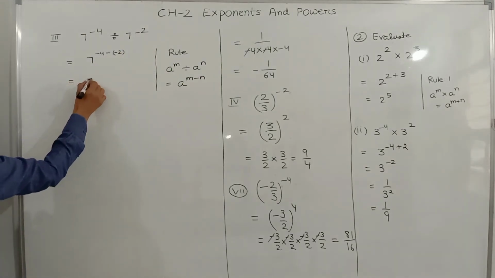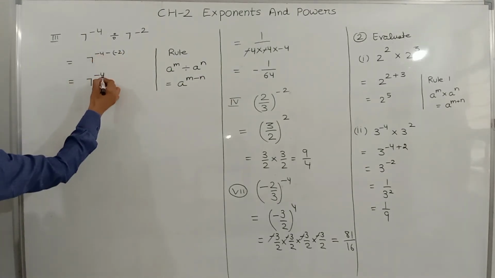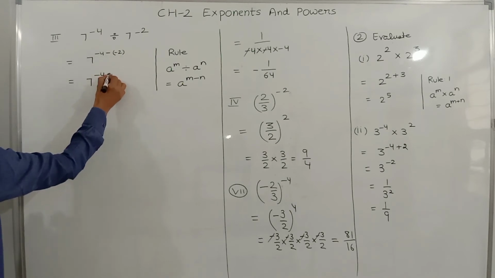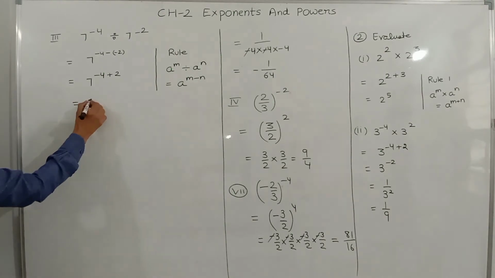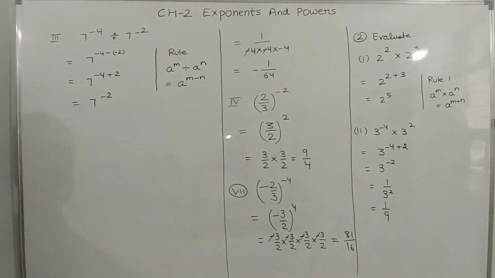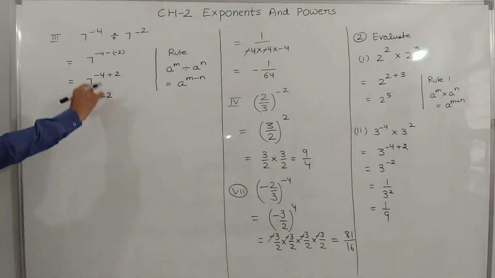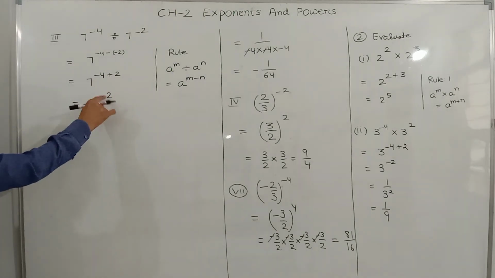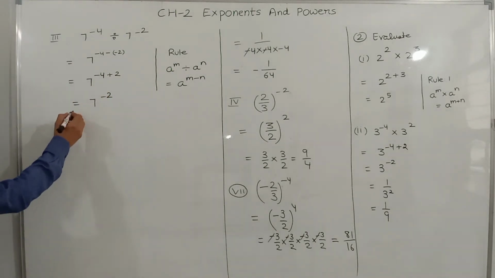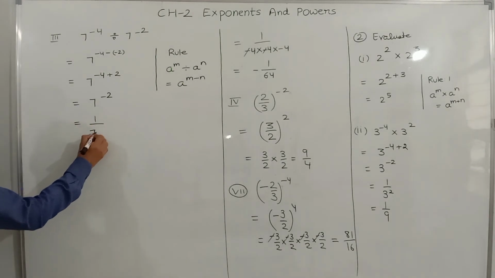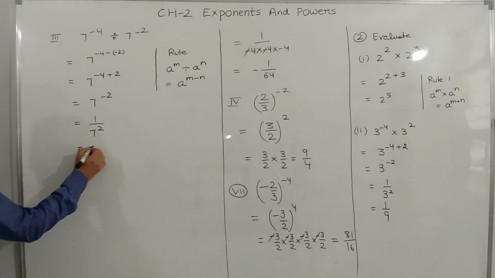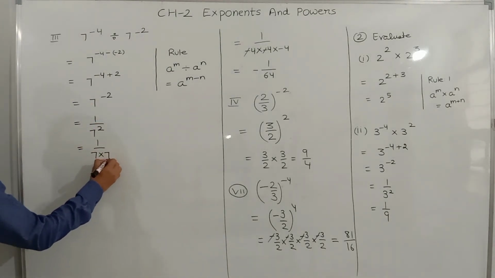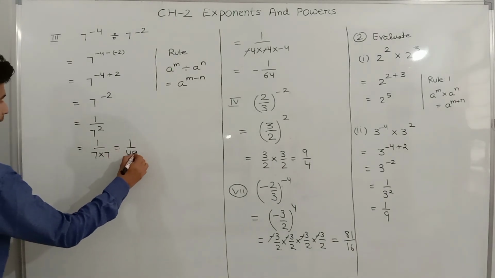So it will become what? 7 power, it will remain same. Minus minus becomes plus. Afterwards, minus 7 power minus 2, that is minus 4 plus 2, and because it is the bigger number, its sign will come. Then 1 upon 7 power 2, because power is negative and you have to make it positive by taking reciprocal. So it will become 1 upon 7 into 7, which means 1 upon 49.